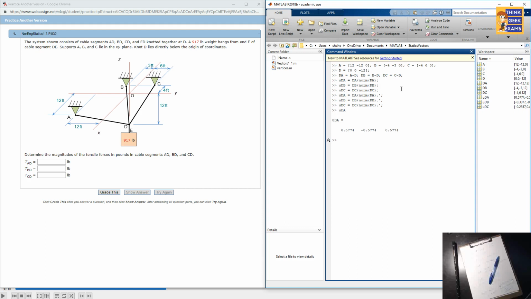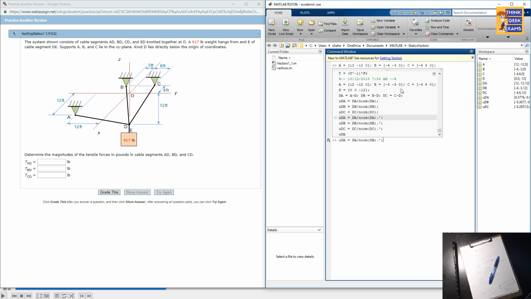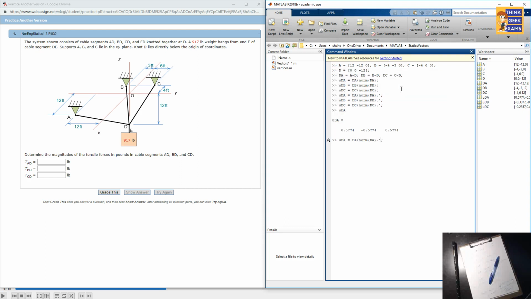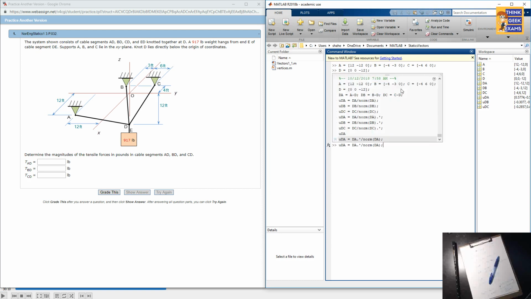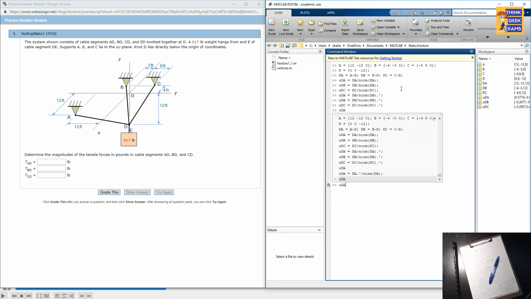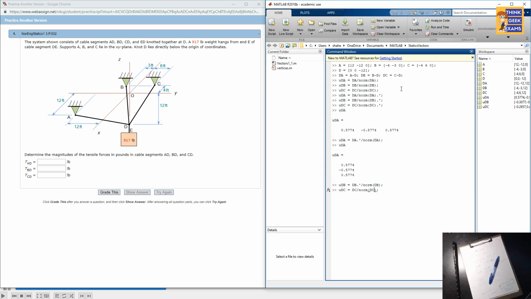Oh, that didn't work. Yeah, this is better. So now they should all be column matrices.